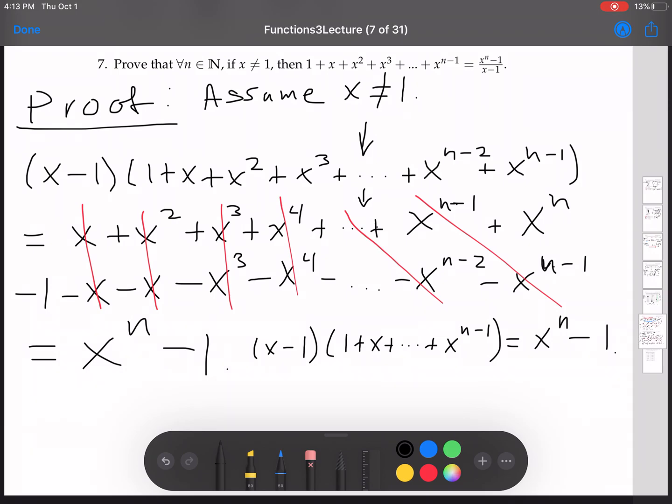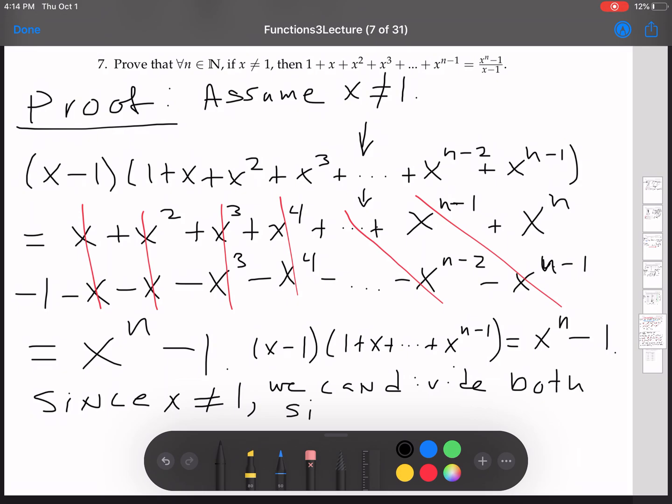Now, since x is not equal to 1, we can divide by x minus 1. If x was equal to 1, dividing by x minus 1 would be dividing by 0, which we can't do. So dividing both sides by x minus 1, we get the result. And that's basically it.